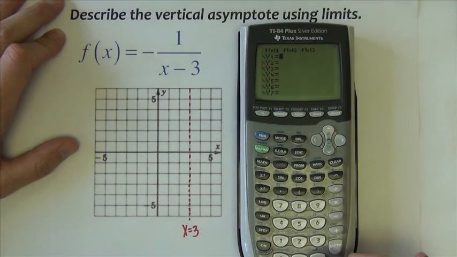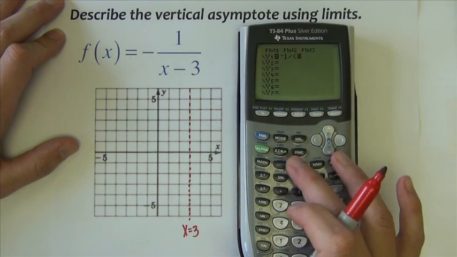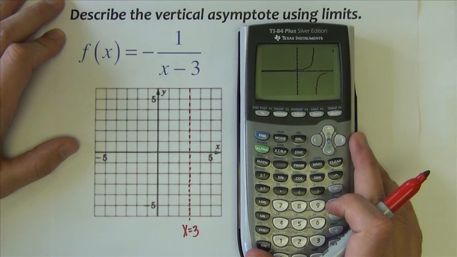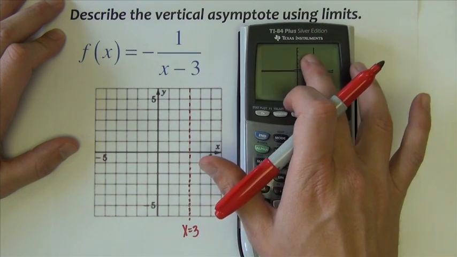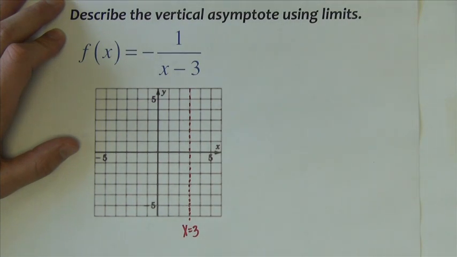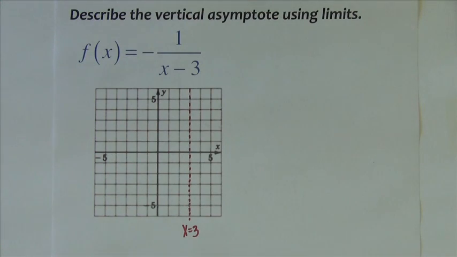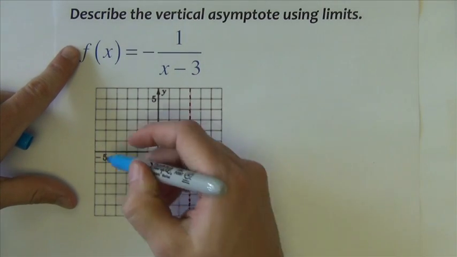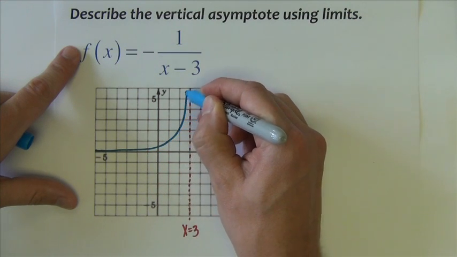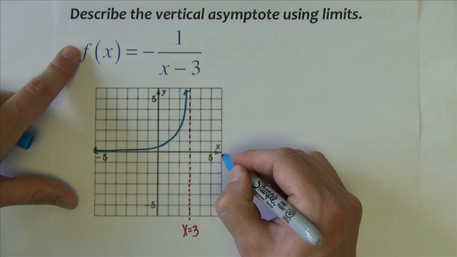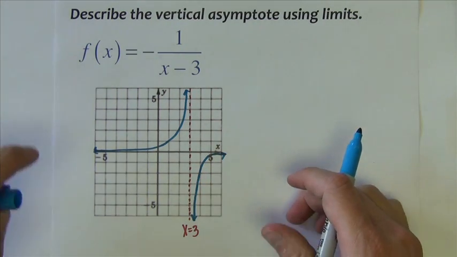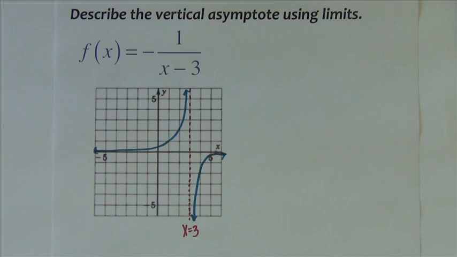So let's type this in. -1 divided by x minus 3. Okay, so we can kind of see it's going up to the left. It's going to come down from the right. So if I transfer that onto graph paper, it looks about like this. Okay, that's good enough to get the idea.